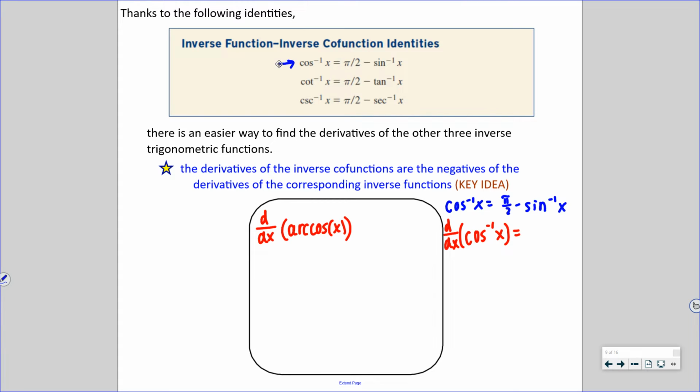So I can find the derivative of my right-hand side because I know what the derivative of pi over 2 is. That's just 0, any constant. And I know what the derivative of inverse sine is. It's 1 over the square root of 1 minus x squared. So if I have 0 minus that, you're just going to get negative 1 over the square root of 1 minus x squared. There's your derivative for inverse cosine. The negative you can either put out in front or up here if you want. Doesn't matter.